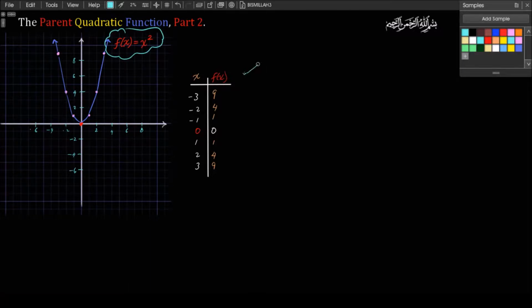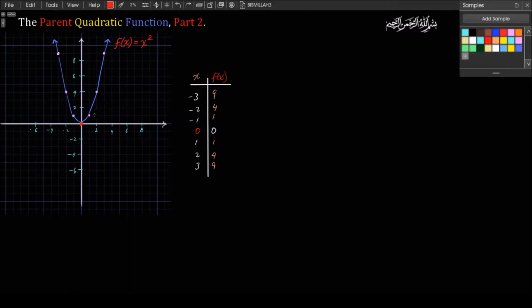Previously, we had talked about the parent quadratic function, this one right here. We made a table like this. I picked some x values, 1, 2, 3, and -1, -2, -3, and we found out the corresponding function values, or f of x values, such as f of 0 equals 0 squared, and that was just 0, and f of -1, for example, was -1 squared, that's 1. And from this, we had generated this table, and then we plotted these points out.